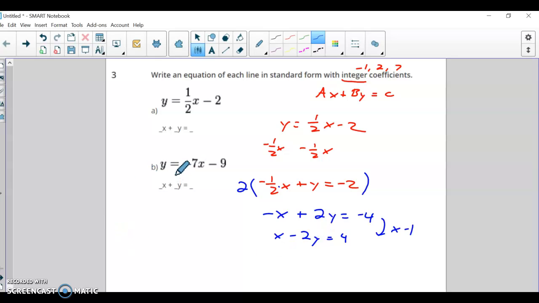All right, second problem, letter B, is a little more straightforward because there's no fraction part. So all we have to do is add 7x's. And so we'll get 7x plus y equals -9, and that's it. That's standard form.